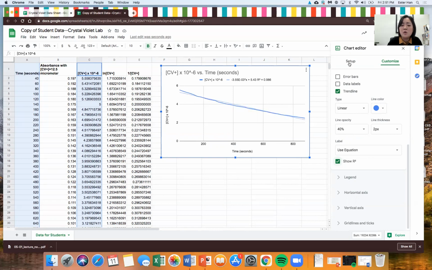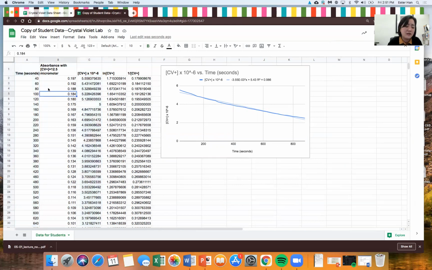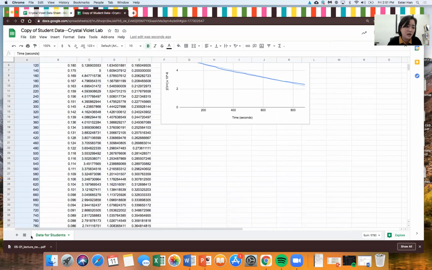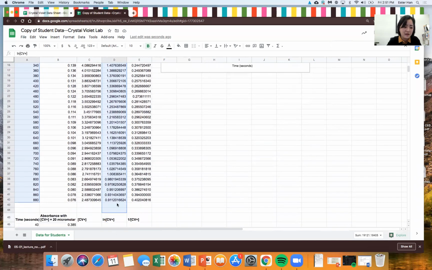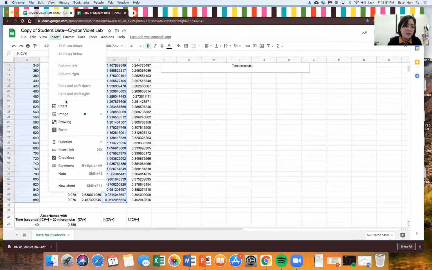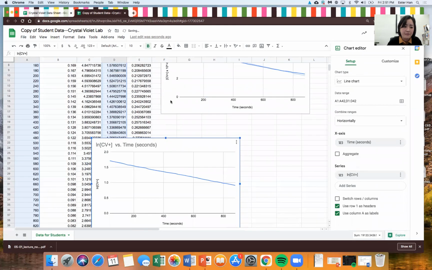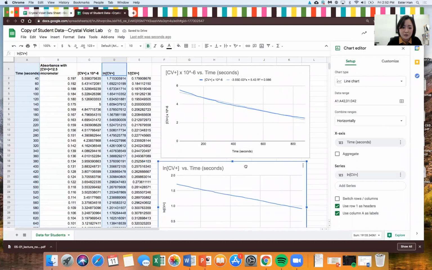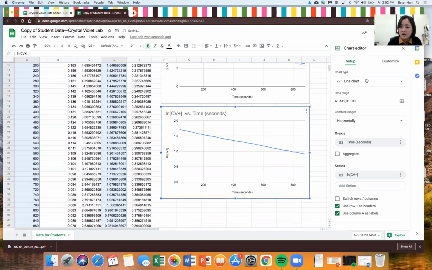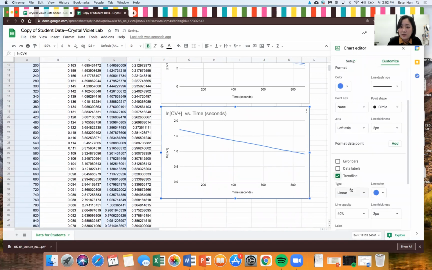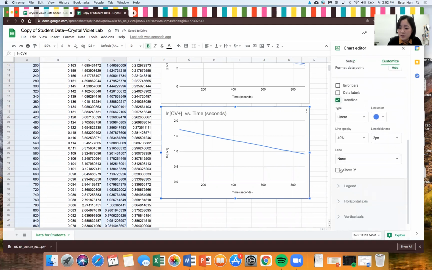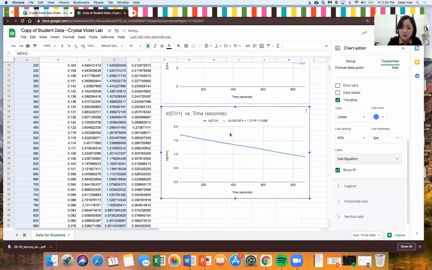But let's see if we can do any better from looking at the other graphs of data that we have. So I'll go through that procedure really fast again. One more time, highlight time. You're also going to highlight natural log crystal violet concentration. And same thing, we're going to make a graph out of this. This one was a little faster. So you have the natural log graph over here, right? And one more time, customize, you're going to get a trend line here, and we want to show the R-square value and the equation.